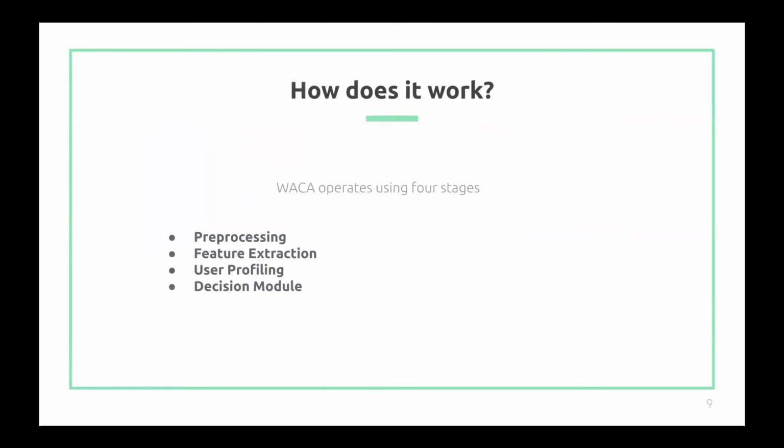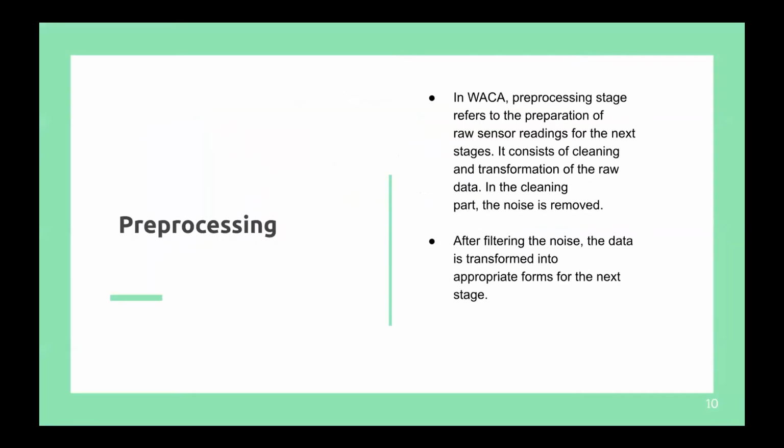It has 4 stages: pre-processing, feature extraction, user profiling, and the decision module. The first one is pre-processing, which refers to the preparation of raw sensor readings for the next stages. It's like when you use Face ID on a phone, it takes multiple readings in order to get a feel and understanding of what your typing dynamics are.